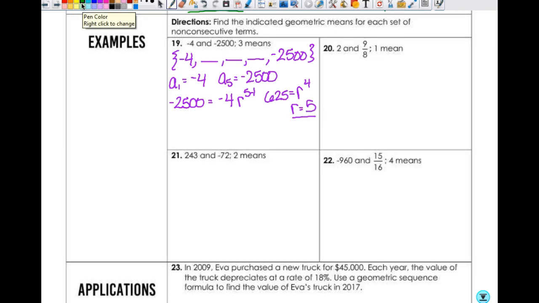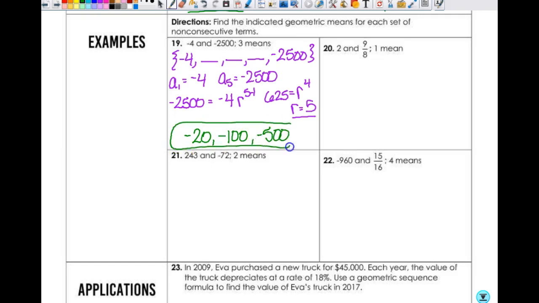So I don't have to write a formula for this because I only want those 3 terms. It's really easy to say, all right, well, 5 times a -4 is a -20. -20 times 5 is a -100. -100 times 5 is a -500, and I'm done. We good? All right, you do 22.